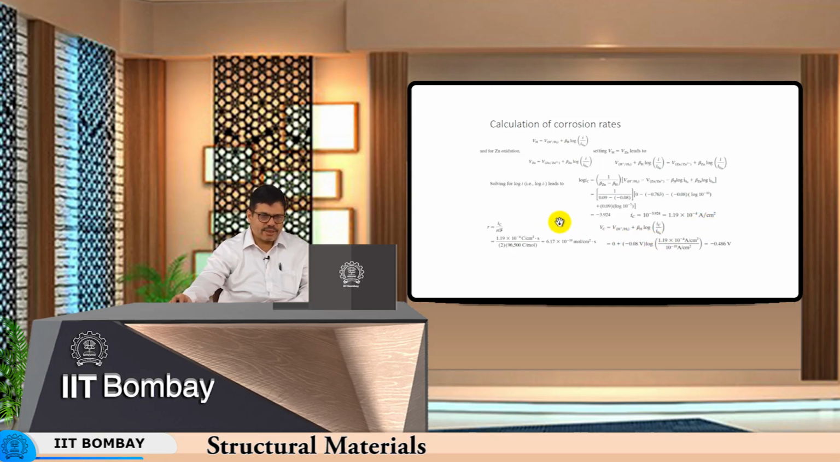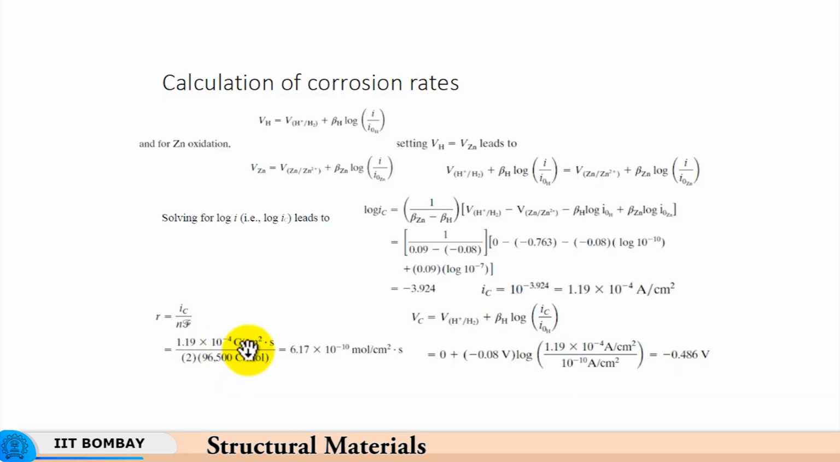Now, the rate of reaction is given by IC, that is the corrosion current, divided by N into Faraday's constant. So, N is equal to 2 because there are 2 valence electrons which are being given away by zinc. So, you have N is 2. IC is the corrosion current which we just calculated, and that is 1.19 into 10 to the power minus 4 amperes per square centimeter. Okay. So, they have put ampere as coulomb per second, that is why the coulomb comes in here, and that is to balance the unit.